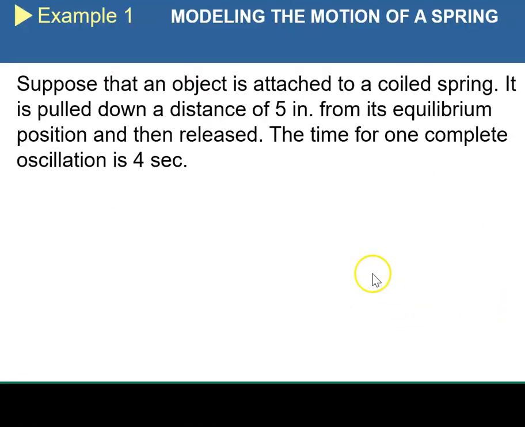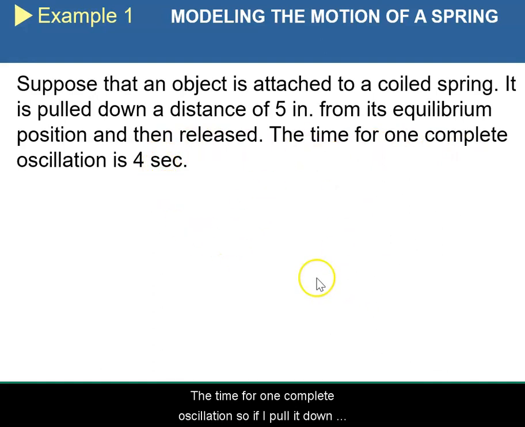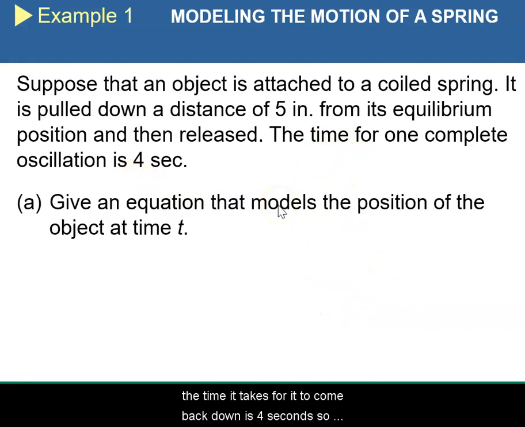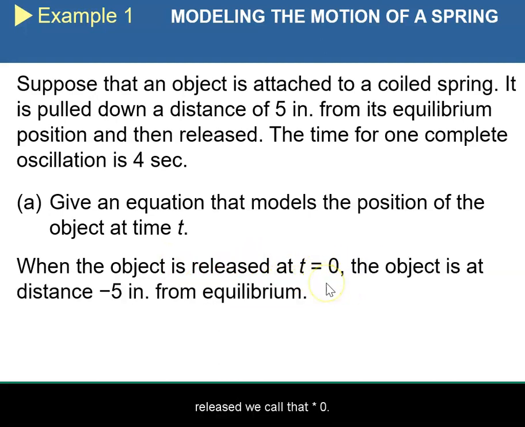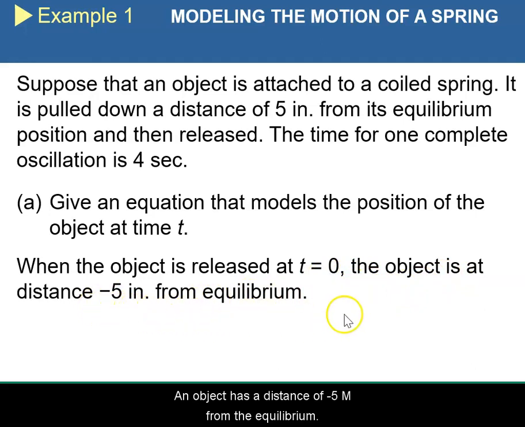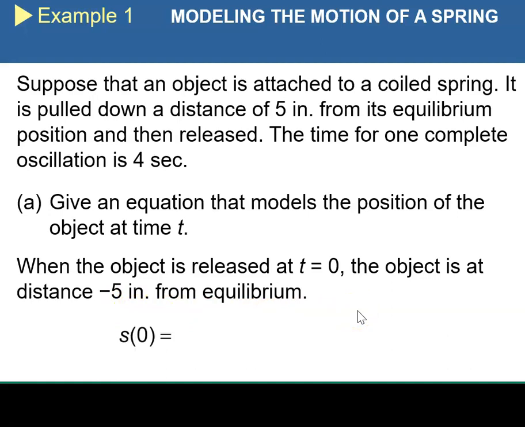Okay. The time for one complete oscillation. So if I pull it down, the time it takes for it to come back down is 4 seconds. Okay, so we want to give an equation that models the position of the object at time t. When the object is released, we call that time t equals 0, and the object has a distance of -5 inches from the equilibrium. Okay, so it's 5 inches down from the equilibrium.